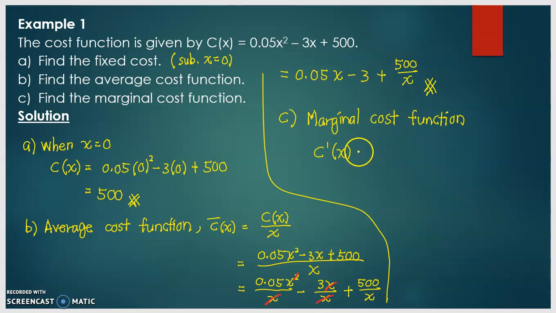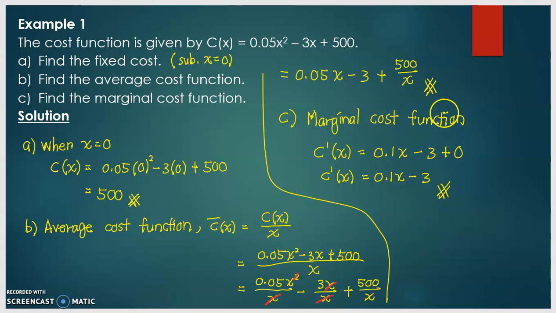So next, I try to differentiate the cost function. When I differentiate x squared, multiply, bring the index to the front. So 0.05 times 2, by using your calculator, is 0.1x. The index is reduced by 1. Differentiate 3x, I should get negative 3. Differentiate 500, which is a constant, I should get 0. So my C prime x, my marginal cost function, will be equal to 0.1x minus 3. So this is the marginal cost function.